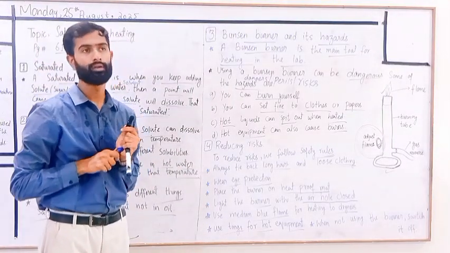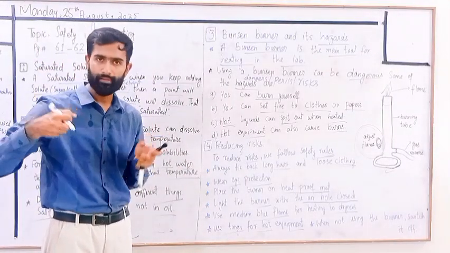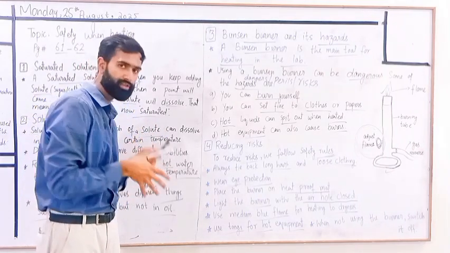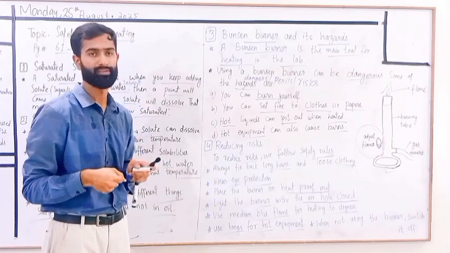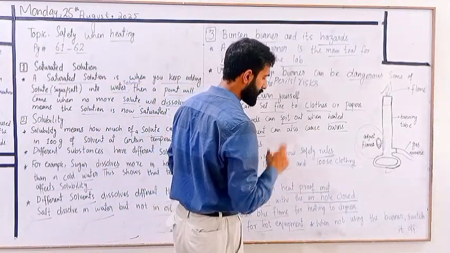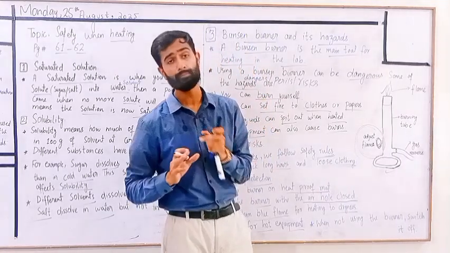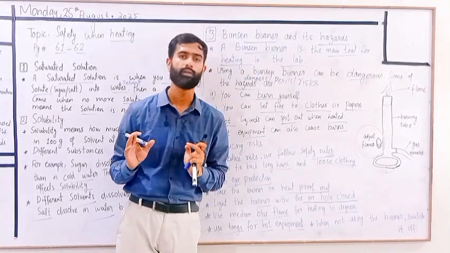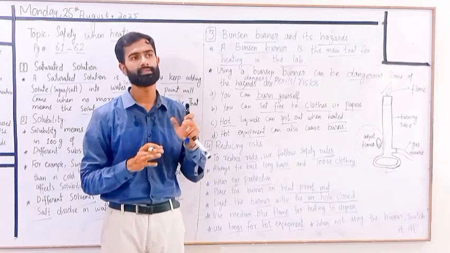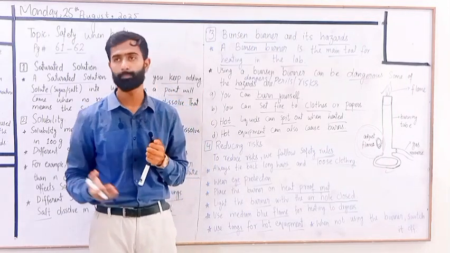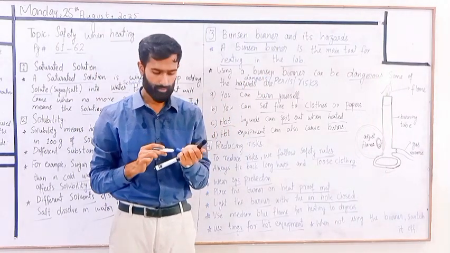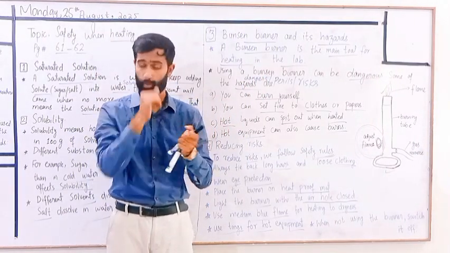What are tongs? Tongs are something like clamps, something like holders, something like pliers. Tongs are used to hold hot equipment, right? So always use tongs for hot equipment. And when you are not using the Bunsen burner, just simply switch it off. So these are some safety rules. By following these rules, you can reduce the risk of burning. So always remember these points.